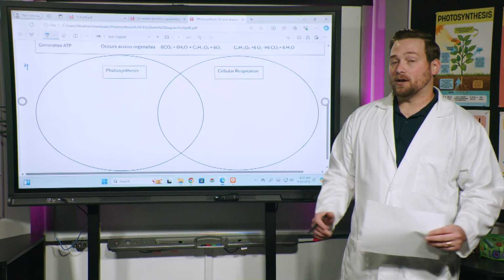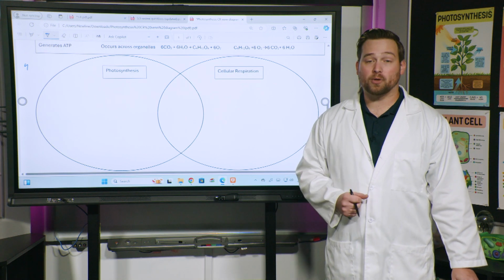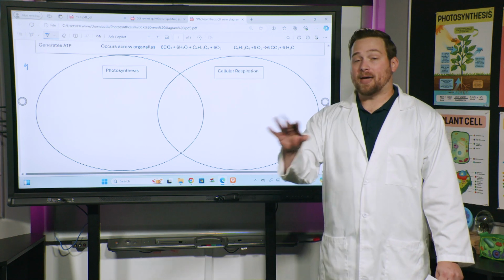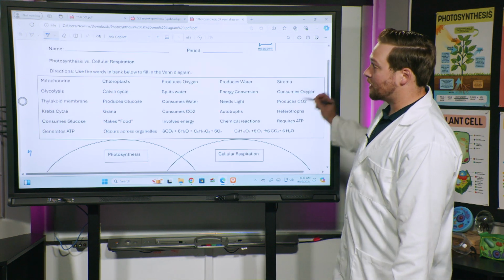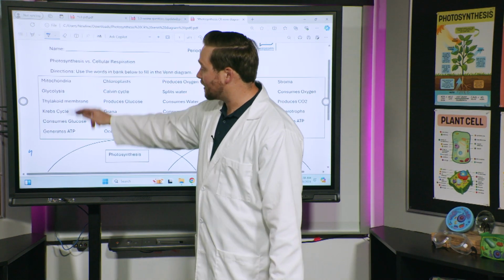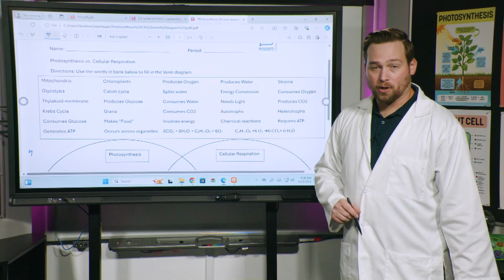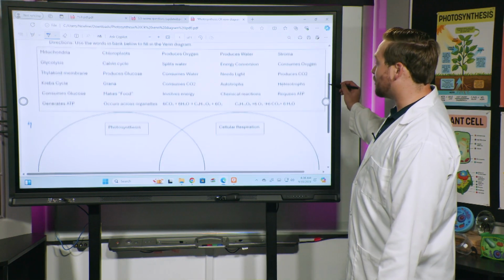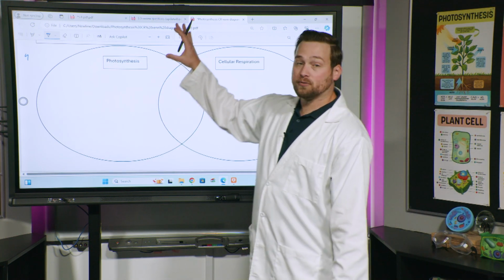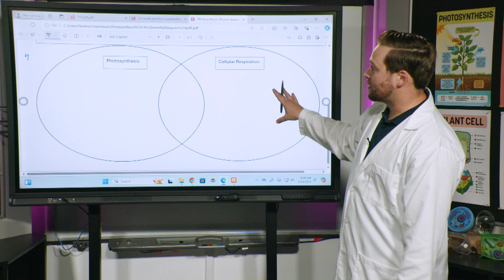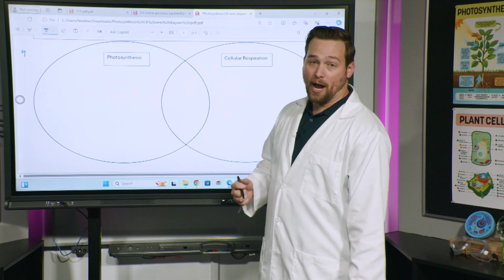All right, so I know that didn't give y'all any problem, but just in case somebody's a little confused, let's go over this and make sure everybody's on the same page. On your word bank, I'm going to start up here at the top left and then go down, and then go to the next column. We'll put them into these little circles. Everything on the left is photosynthesis, everything on the right is cellular respiration, and anything that applies to both, we're going to put right here in the middle.